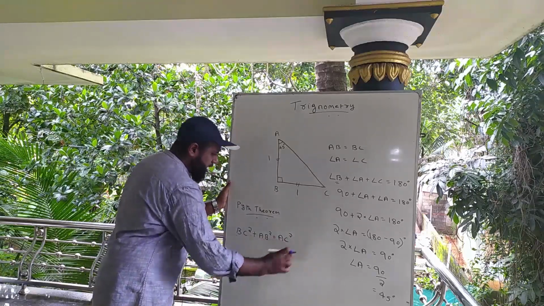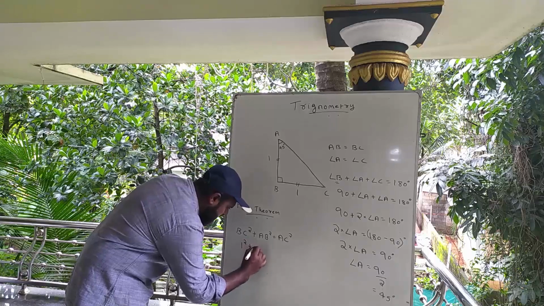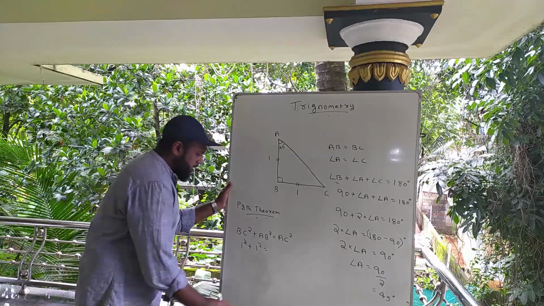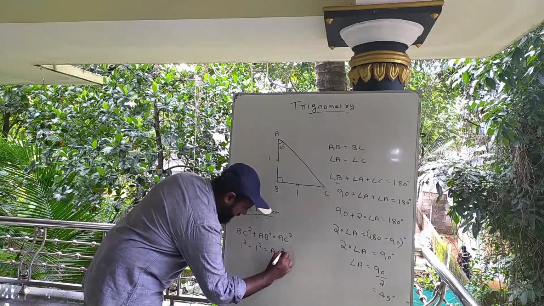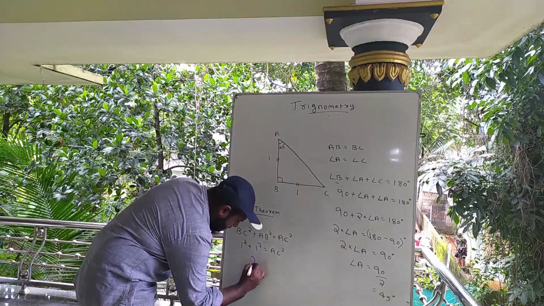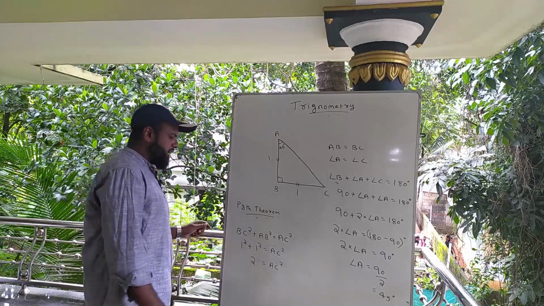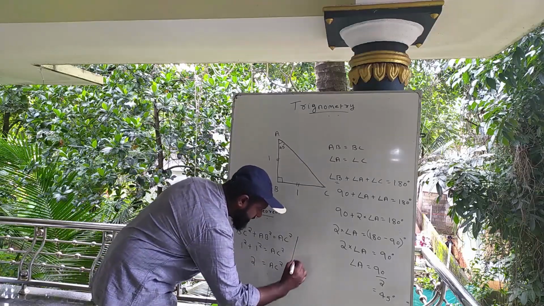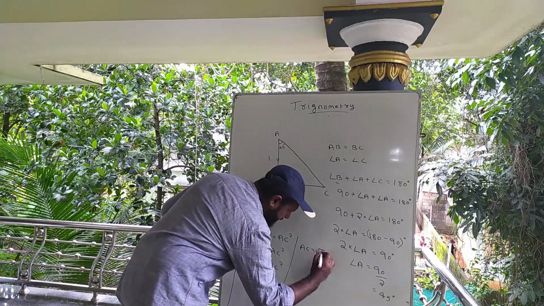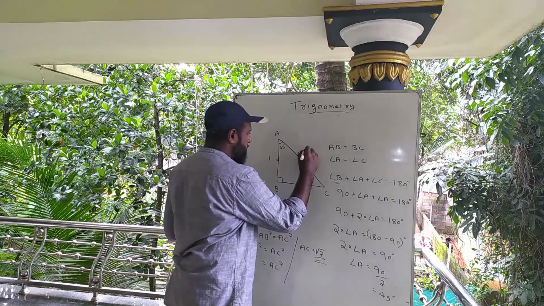BC square plus AB square equal to AC square. That is 1 square plus 1 square equal to AC square. 1 square plus 1 square equal to 2, equal to AC square. AC square equal to 2. Then AC equal to square root of 2 or root 2. Here AC equal to root 2.